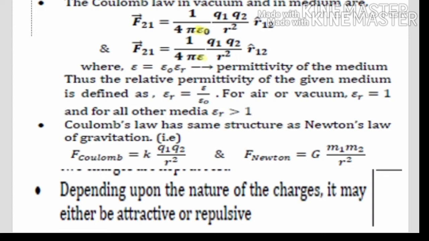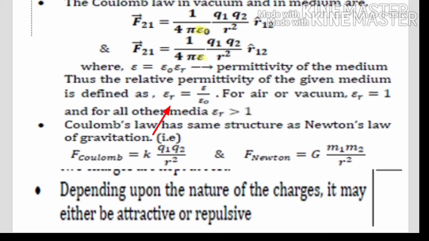Look at the equation epsilon is equal to epsilon naught into epsilon r. What is epsilon? Permittivity of the medium. What is epsilon naught? Permittivity of free space. What is epsilon r? Relative permittivity.